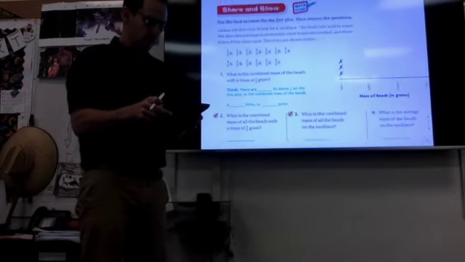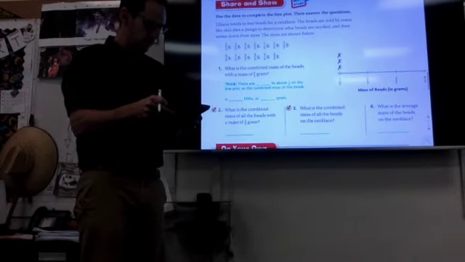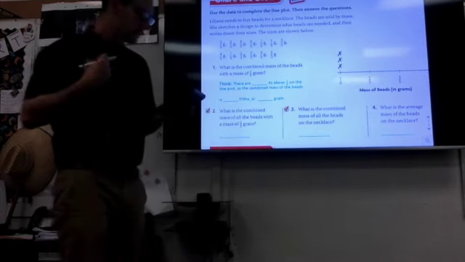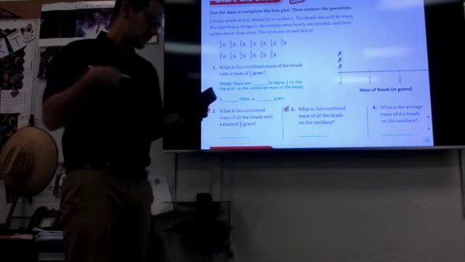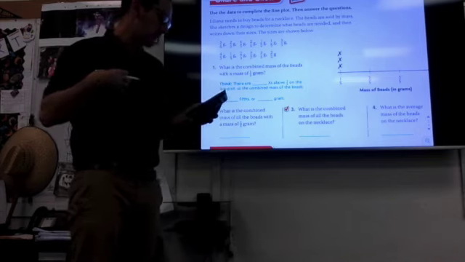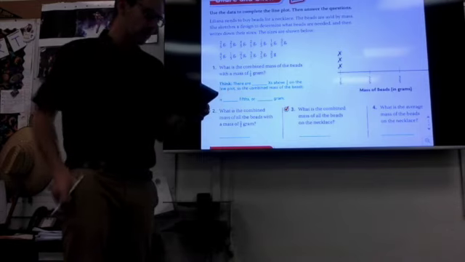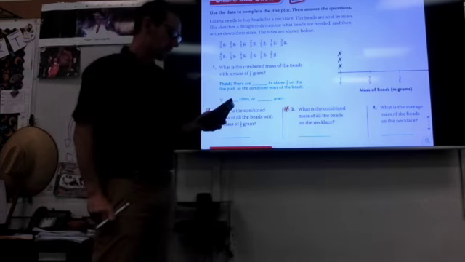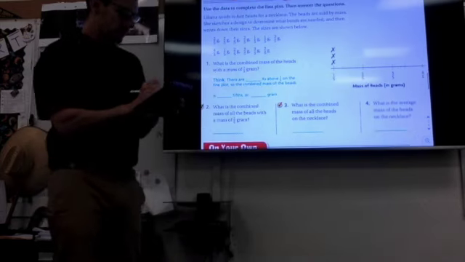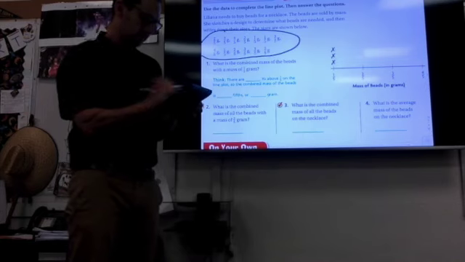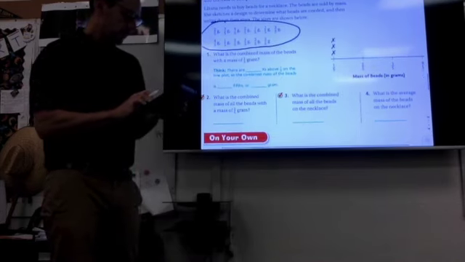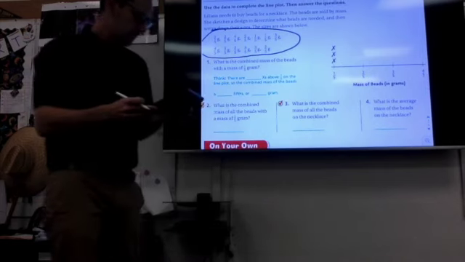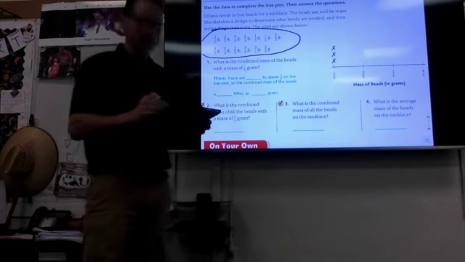So on your own, on share and show, I want you to do the first one up here. It says, use the data to complete the line plot, then answer the questions. Lillian needs to buy beads for a necklace. The beads are sold by mass. She sketches a design to determine what beads are needed, and then writes down their sizes. The sizes are shown below. Right, those are right here. Okay. So, number 1. What is the combined mass of the beads with a mass of 1/5? Well, to do that, I want you guys to solve that.